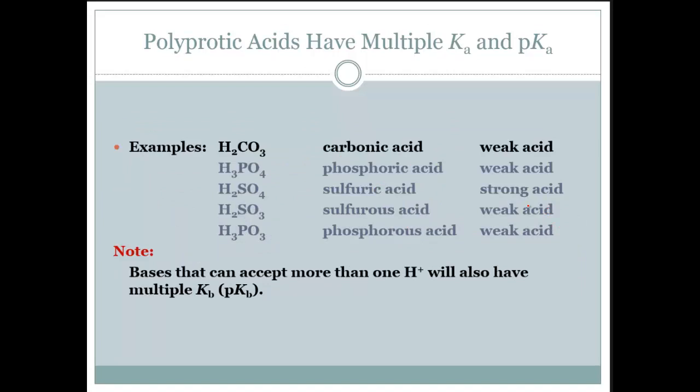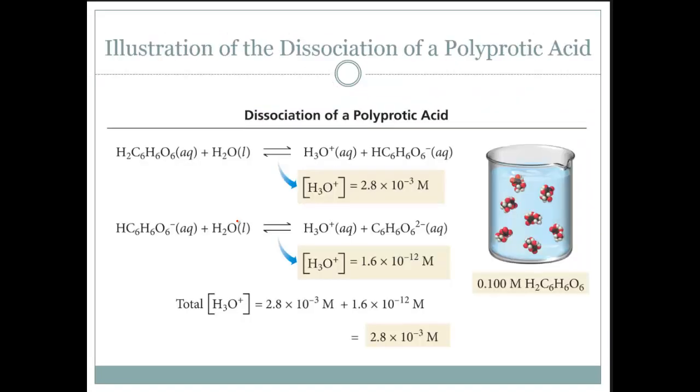So here are some examples of polyprotic acids. There's H2CO3, H3PO4, H2SO4. Notice that they have multiple hydrogens that can be donated. Bases that can accept more than one hydrogen will also have multiple Kbs and therefore multiple pKbs.